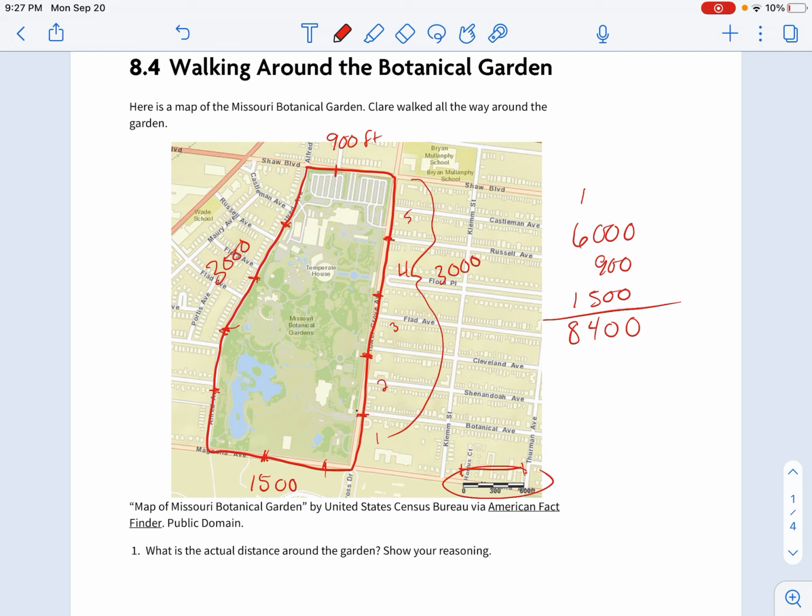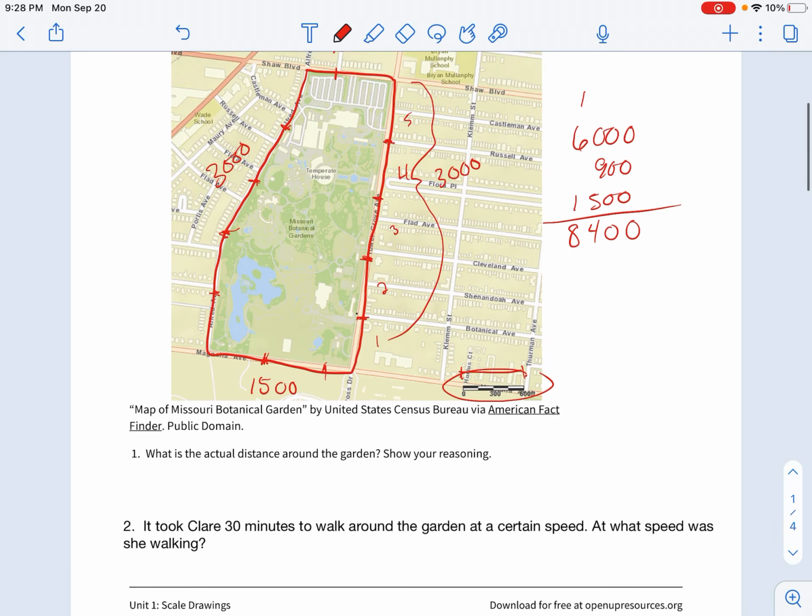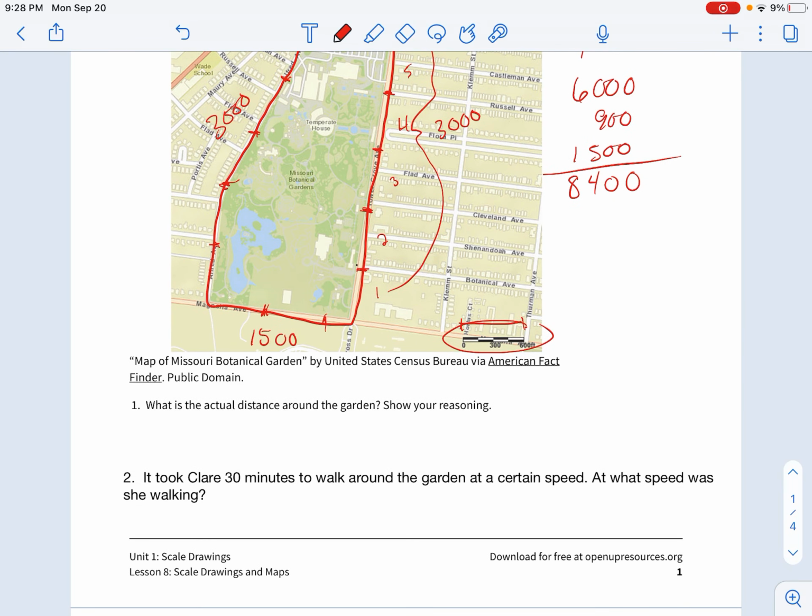So that would be 8,400. If you use a ruler, measure that out, and say that was 2 centimeters or whatever, and measured around, you should get something close to this. You might be a little different, but for this, it should be fine. It should be somewhere in that range, 8,400 to 8,700. So our total distance around the garden is 8,400 feet, right? Our scale was in feet, so our dimension should be in feet.